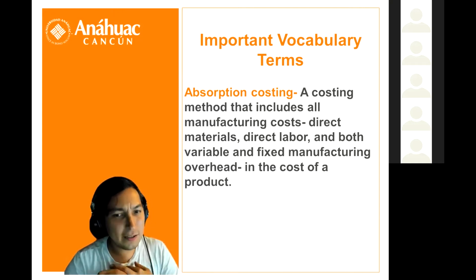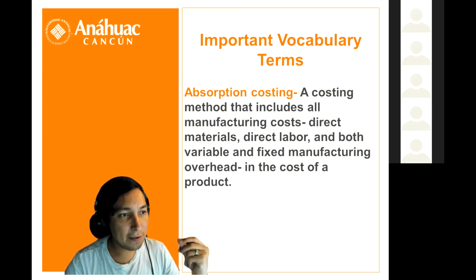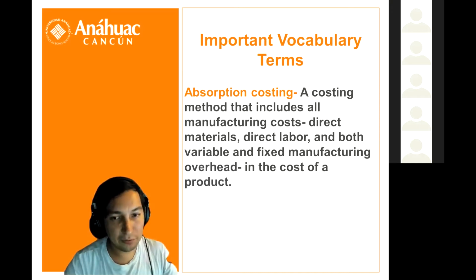In review, we've got some vocabulary terms I want to just go over briefly. First of all, we have absorption costing, which is a costing method that includes all manufacturing costs, direct materials, direct labor, and both variable and fixed manufacturing overhead in the cost of a product.